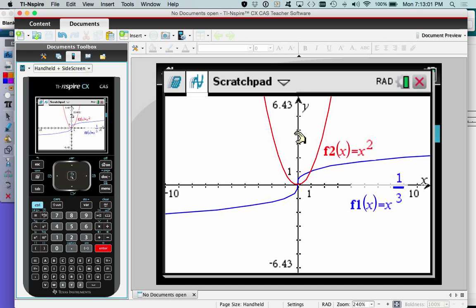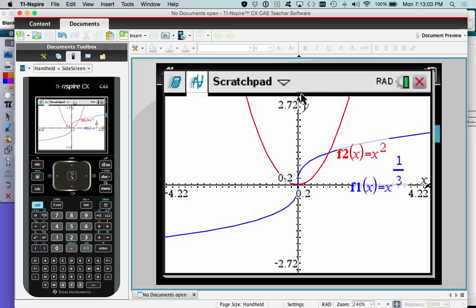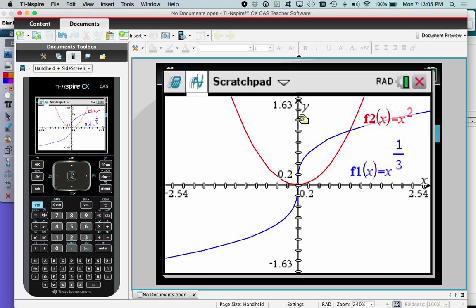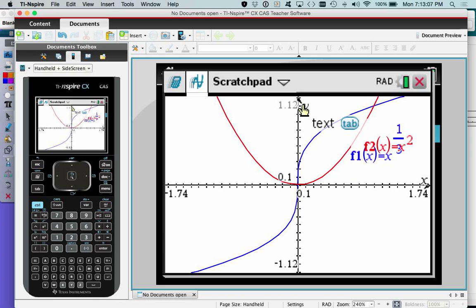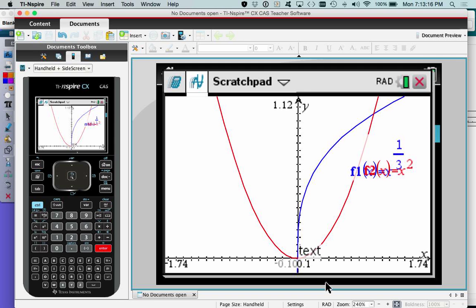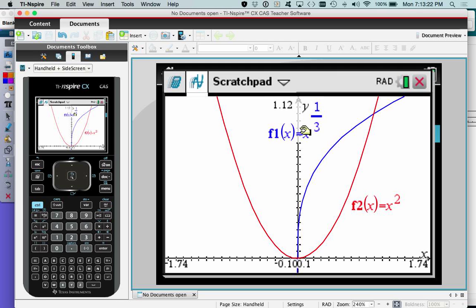This is not a very friendly window, so I'm going to stretch this up so I can see it a little bit better. That's a little easier to see. And I might turn that bottom number down a little bit because I'm not really interested in what's going on down there. So now I've got a better view of this. X squared is my red function, that's my bottom function. Cube root of x is my blue function, that's my top function. And I wanted to get the area between these two.